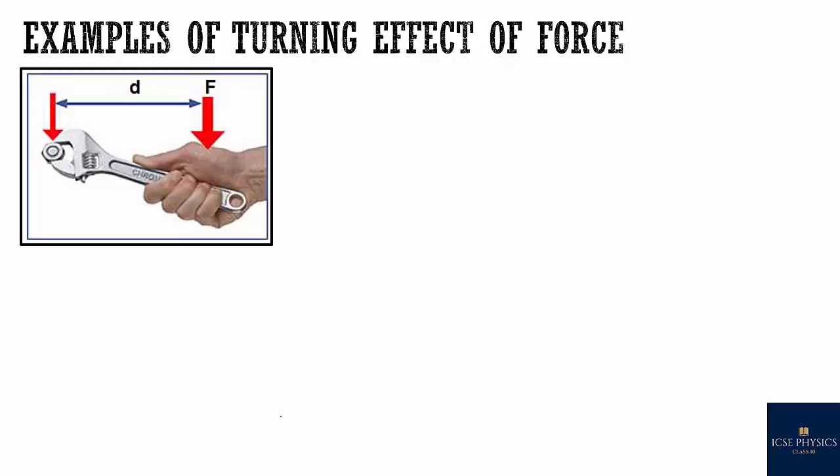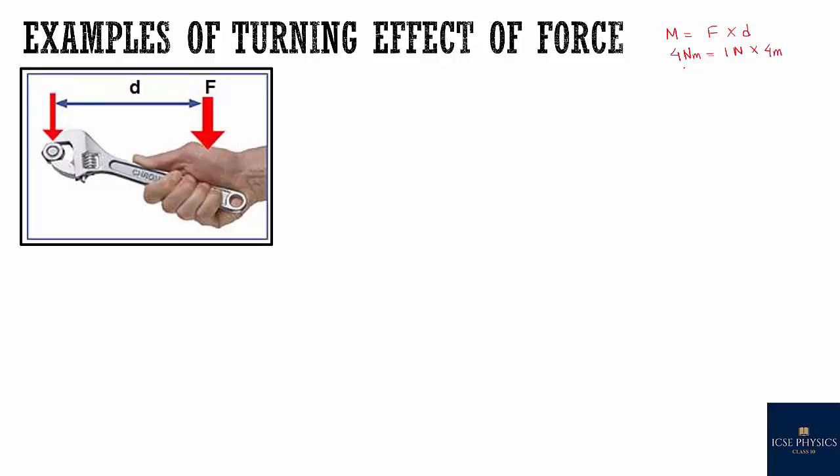Now let me write it here. We already know that moment or torque is equal to force into distance, the distance between the point of application of force and the fixed end. Suppose I already have a moment of 4 Newton meter, and force is 1 Newton. Then what will D, the distance between them, be? It should be 4 meter, right?